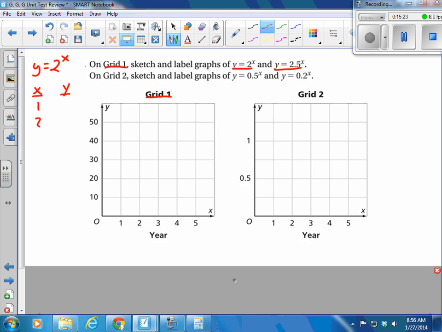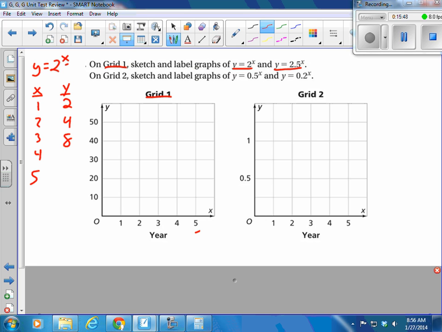2 to the x. So I just count down, probably go to 5 because that's what my graph goes to. But 2 to the first power is 2. 2 to the second power is 4. Put in my 3 for x, 2 to the third power. You could use your calculator or not. That is 8. And then you work all the way up, and then you graph it out. And that is one graph.